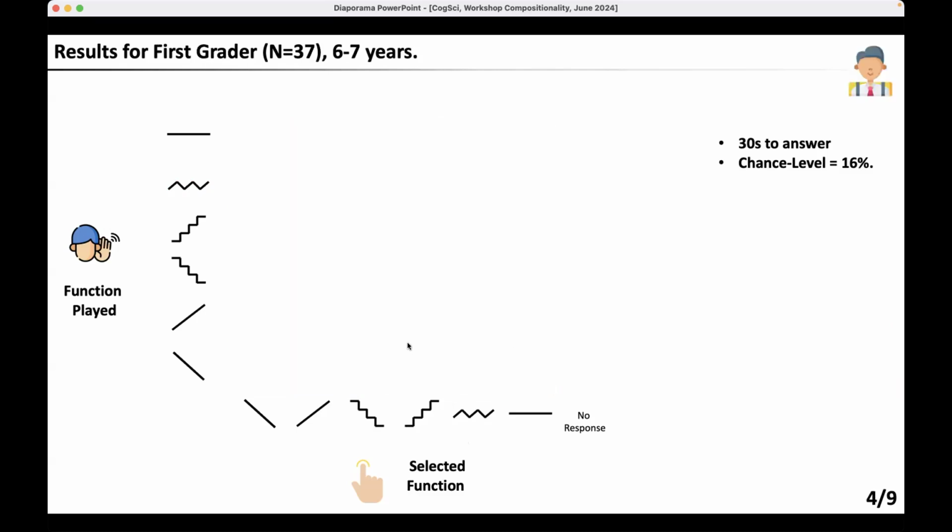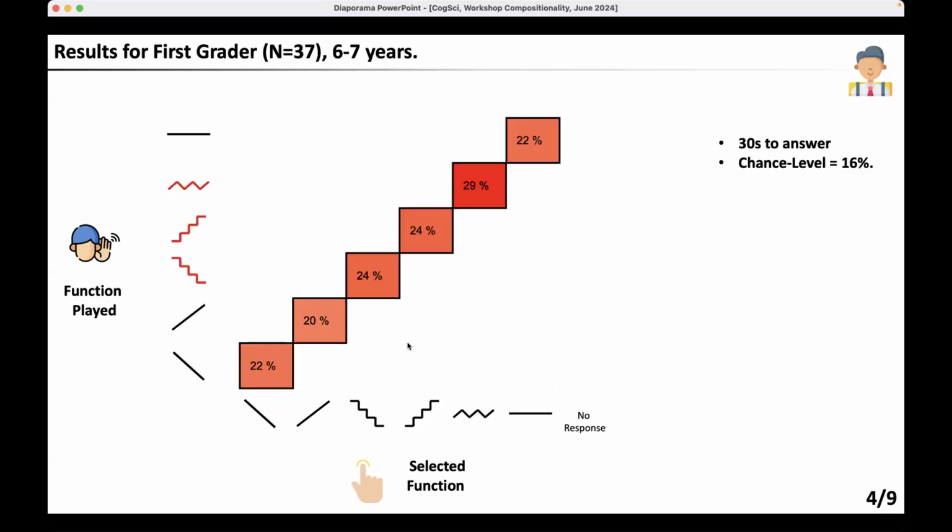Concerning the first graders, one year later, I represented here only the diagonal, and what we can see is that they are a bit better than the kindergartners. They are not really good at it, but actually 3 out of 6 of the functions that have been played are significantly above the chance level, and the 3 others are at the very limit of being significant.